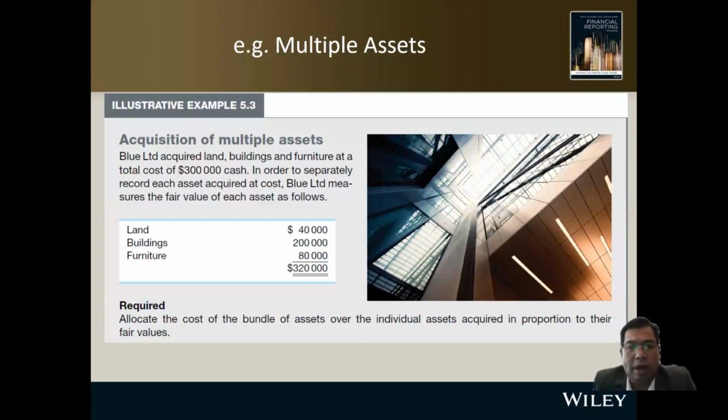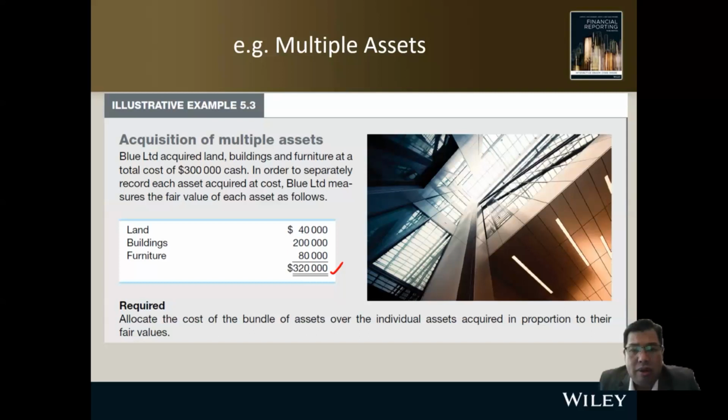In order to separately record each asset at cost, Blue Limited measures the fair value of this asset. When we come up with the valuation, we found that the value of this asset that we purchased is greater than what we paid for. We paid 300,000, but the fair value of this asset is 320,000, which is higher than what we paid for. So how are we going to allocate the cost?